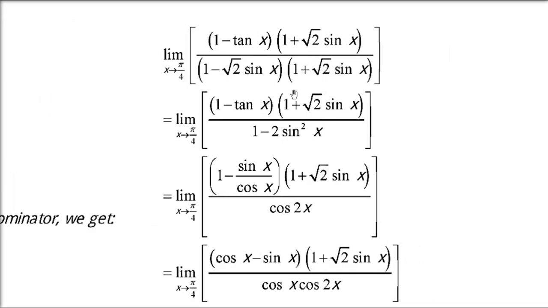So in the denominator, a square minus b square: 1 square minus root 2 sin x whole square. We will get 1 minus 2 sin square x. And then you have 1 minus tan x in the numerator, times 1 plus root 2 sin x. This tan x is sin x by cos x.